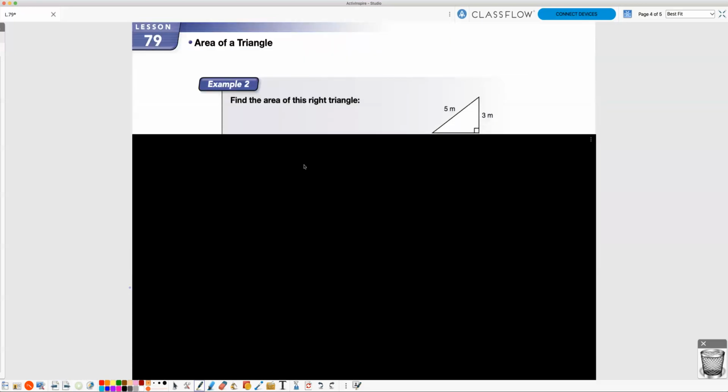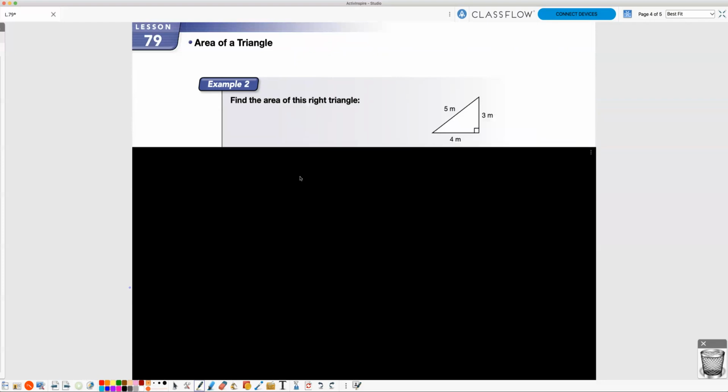Example 2, find the area of this right triangle. So again, if you have area equals 1/2 base times height, then you can just plug in the values. You need to know what the base is and what the height is. And it doesn't really matter what order you put them in. You just have to know which ones would represent the base and the height. So in this case, I see that these two form a 90-degree angle.